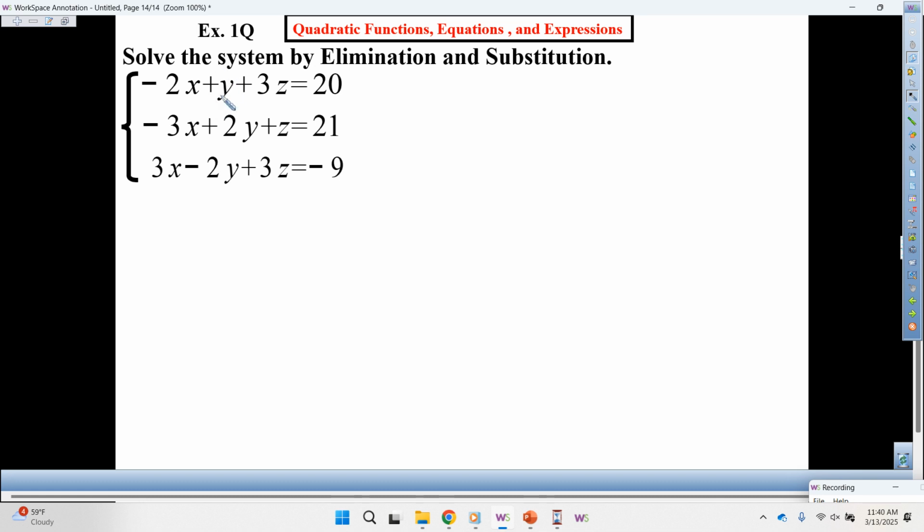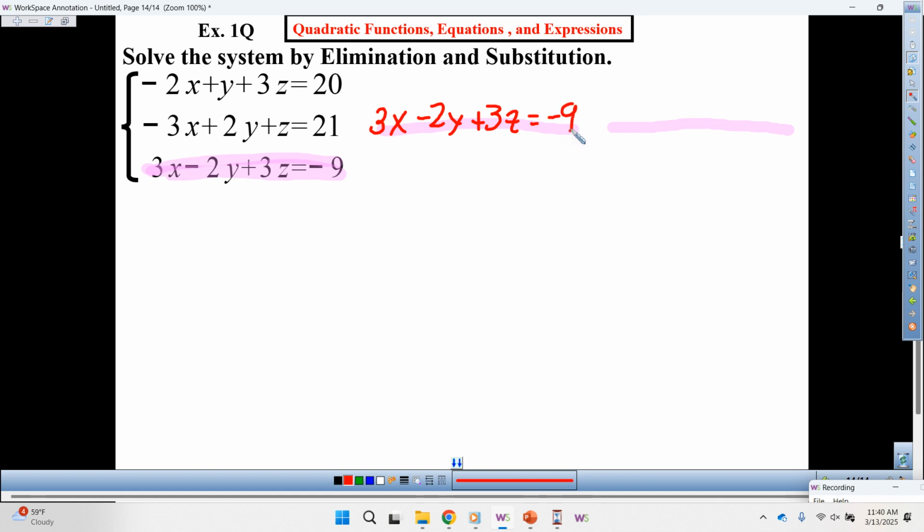A 2, right? All right, so that means this is going to be the one that we use as our red one that we're going to write twice. So let's write it here and here. That one we don't need to transform, just write it twice. We got 3x minus 2y plus 3z equals negative 9. Let's write it again. 3x minus 2y plus 3z equals negative 9.